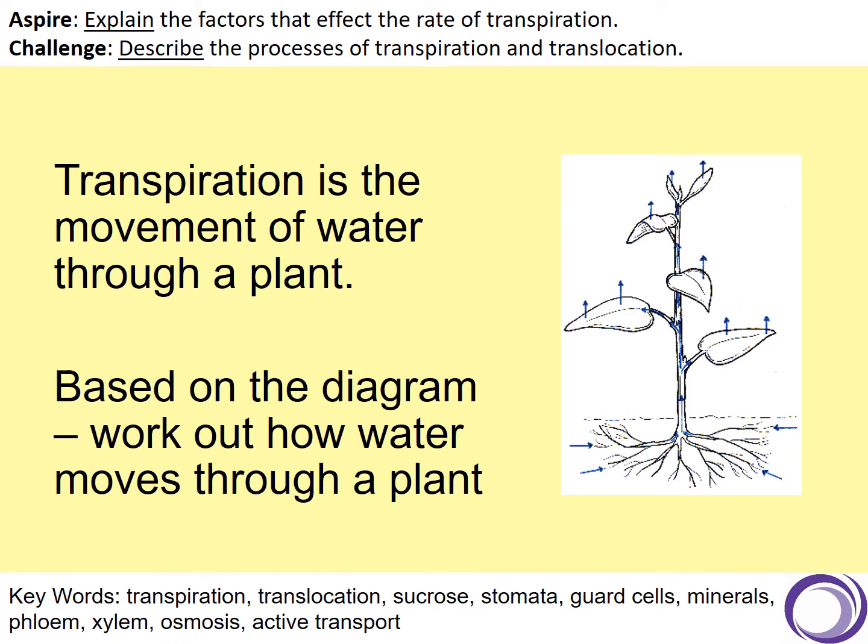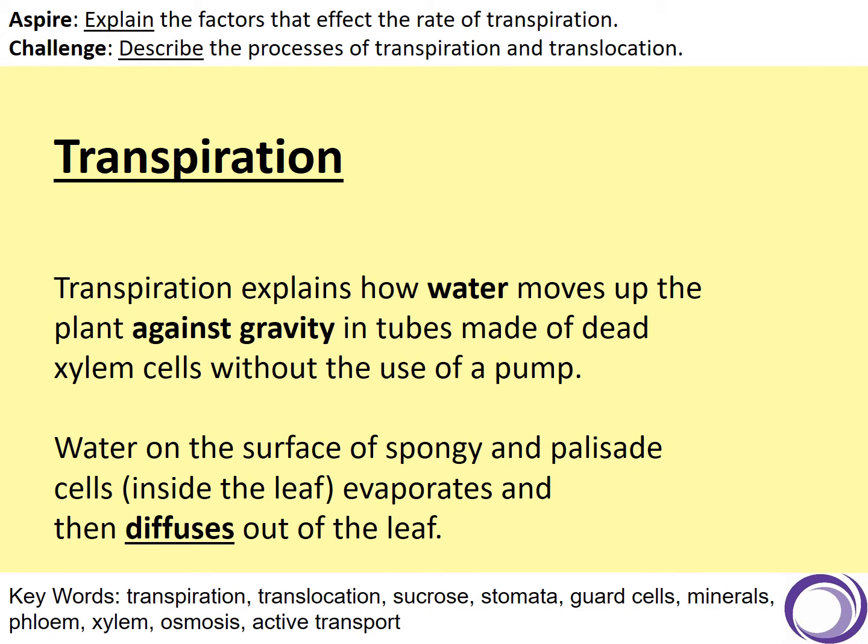So transpiration is the movement of water through a plant. It goes from the roots up through the stem and then out through the leaves, and that is what transpiration is. In a little bit more detail, it moves up against gravity, which is interesting, isn't it? It can move up through the stem, and all those cells that it goes through, which are called the xylem cells, are actually dead. So it doesn't use a pump, it just goes up against gravity.